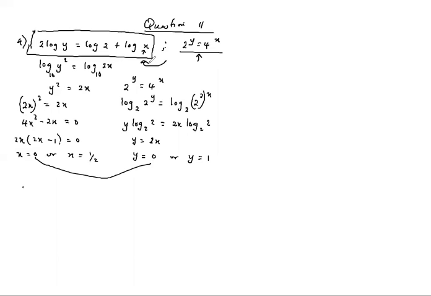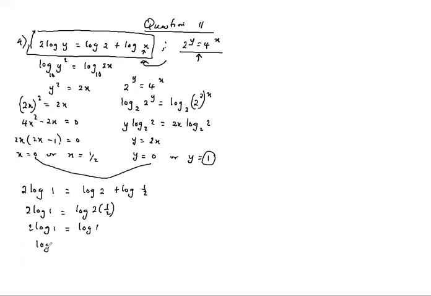If we test in the first one, when x is half, we are getting y to be 1, which is 2 log 1 equal to log 2 plus log x, which is half. So this is 2 log 1 is equal to log 1. This is the same as log 1 squared, which is just log 1. So x is equal to half, y is equal to 1 satisfies the first equation. What about the second equation?